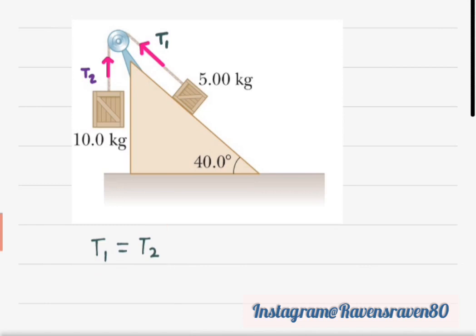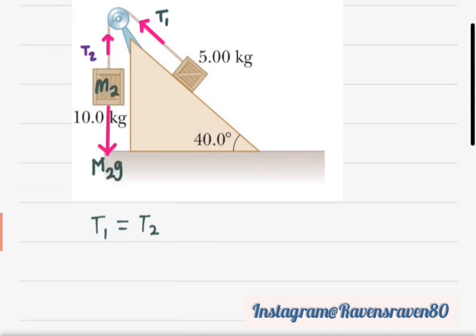Now there's going to be the force of gravity, or the weight force, on the 10 kilogram block. So let's just indicate that. So we have m2g to be our weight force and T2 to be our tension force. Now we're going to call the 10.0 kilogram block M2, and the 5.00 kilogram block M1.